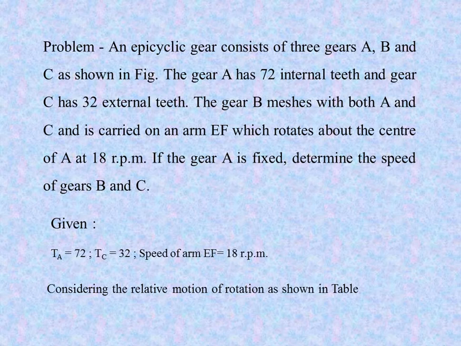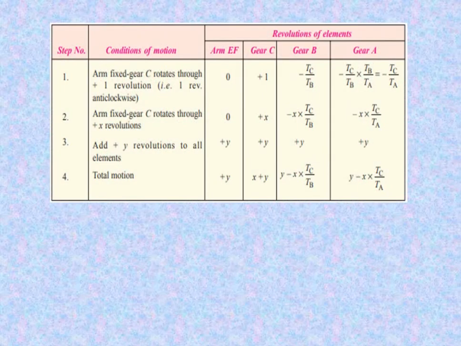So first, write down whatever data is given. The data is: TA is equal to 72, TC is equal to 32, and the speed of arm EF is 18 rpm. Considering the relative motion of rotation as shown in the table, first find out the revolutions of each element. Now there are 4 steps: step 1, 2, 3, 4.